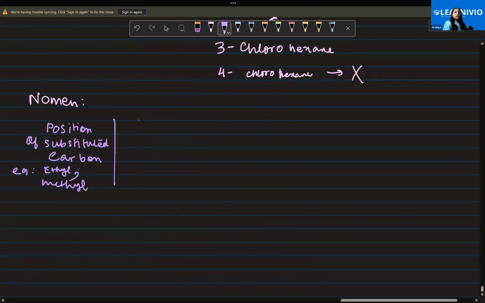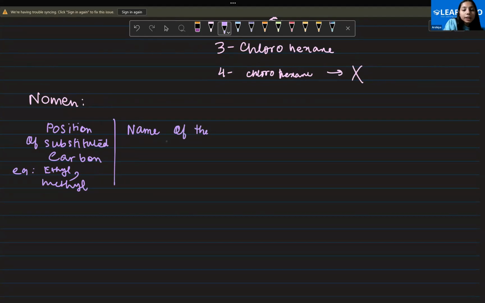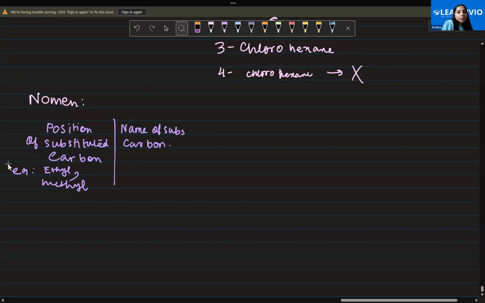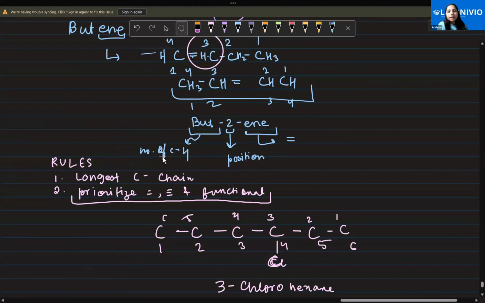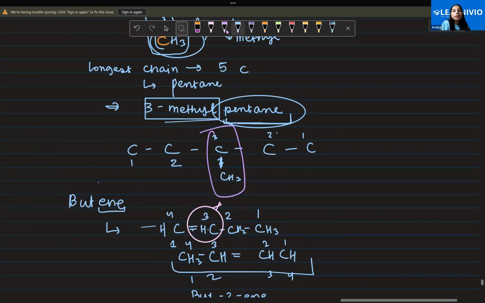Now after that, write the name of the substituted carbon. I'll explain this also. This ethyl and methyl will be written here. Now let's go back to this example. In this, what is the position of methyl?